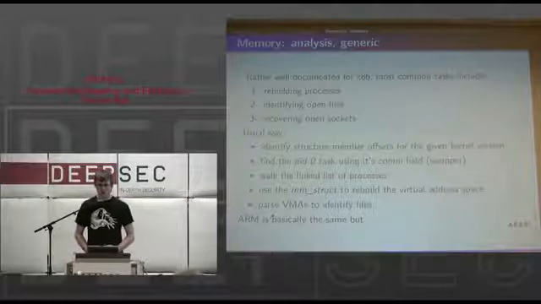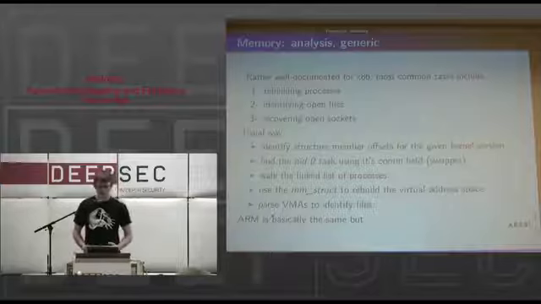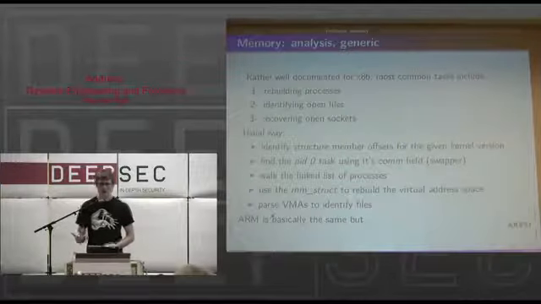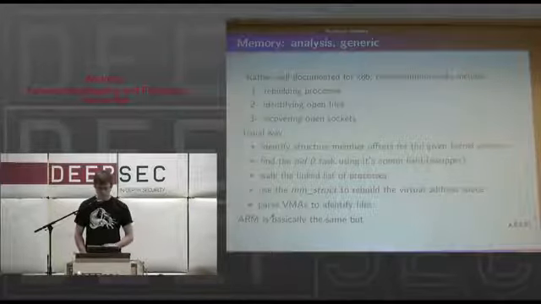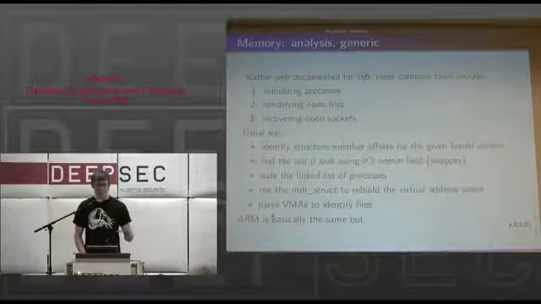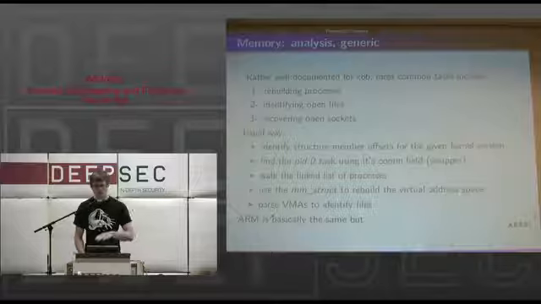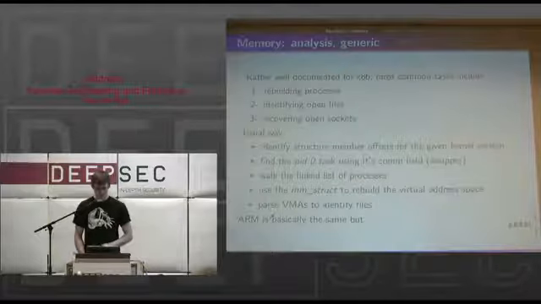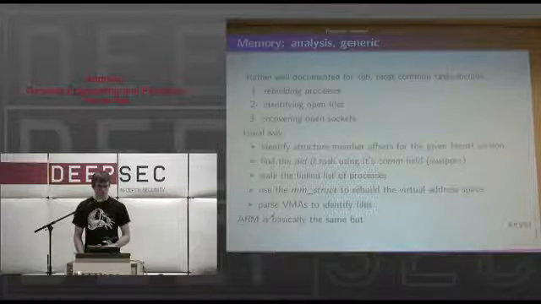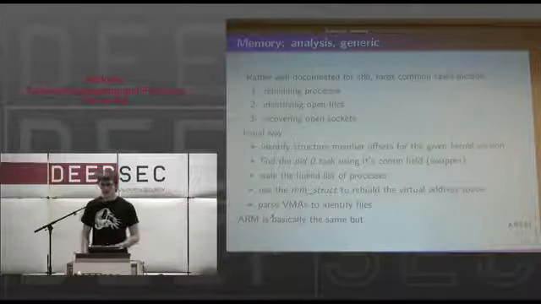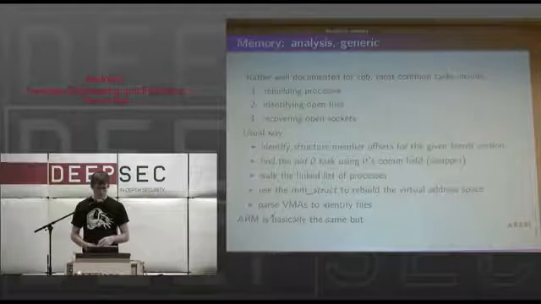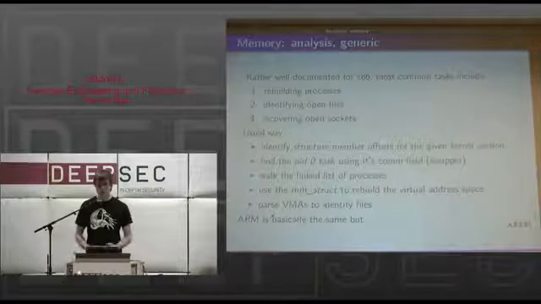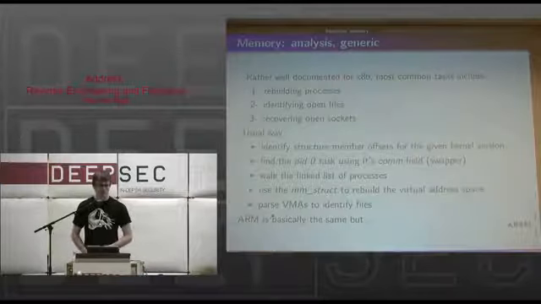Afterwards, all processes are linked in a doubly linked list. So you just walk the linked list of processes, and for each process, you rebuild the virtual address space using the physical memory to virtual address space mapping. And you can also parse VMAs to identify libraries and everything. So this is pretty standard. You have no problem doing this on x86. On ARM, it's basically the same. Well, it's based on Linux, so there shouldn't be major differences.